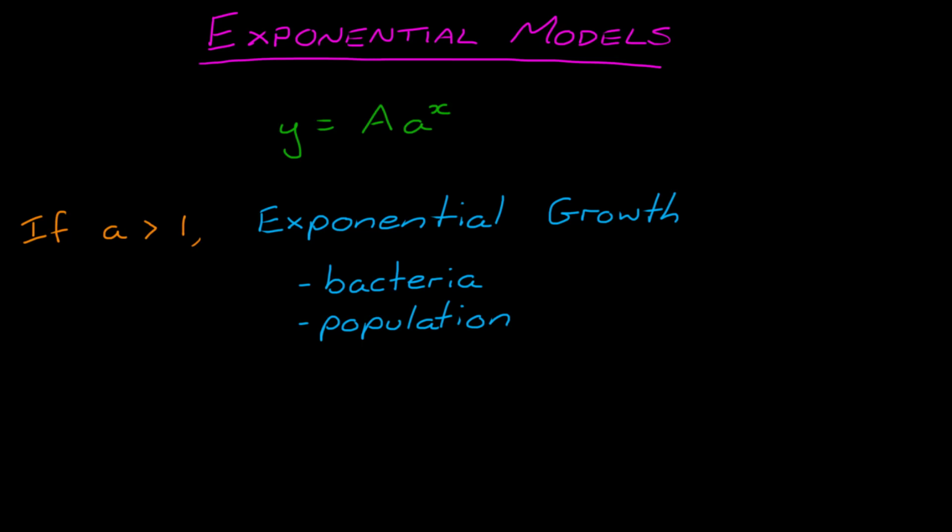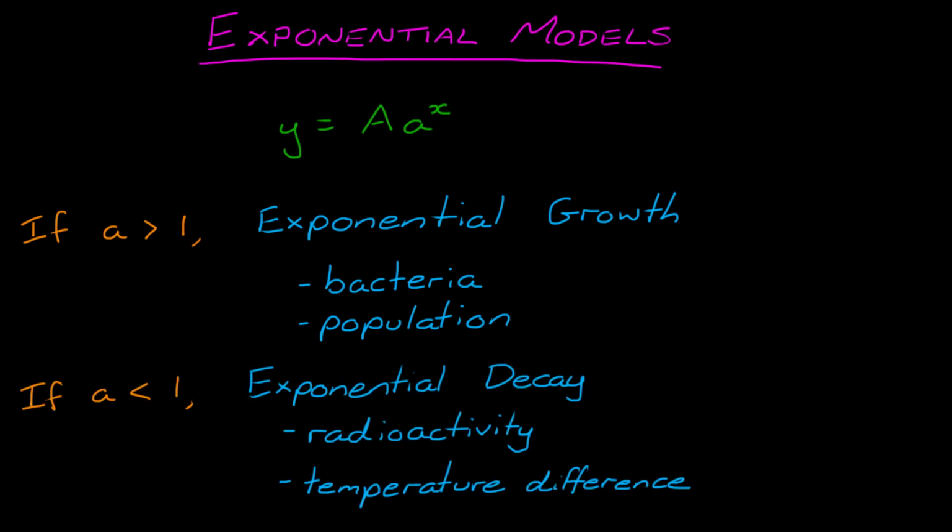This is a very good model for things like bacterial growth, population growth, and many other examples in nature. If little a is less than 1, then we have a series of values that become smaller and smaller over time. And we talk about this being exponential decay. The most commonly encountered example would be radioactive decay, but we can also see exponential decay in the difference between the temperatures of two objects. So if a hot object is placed into, for example, cool liquid, then the difference in temperatures between the liquid and the object follows an exponentially decaying curve.